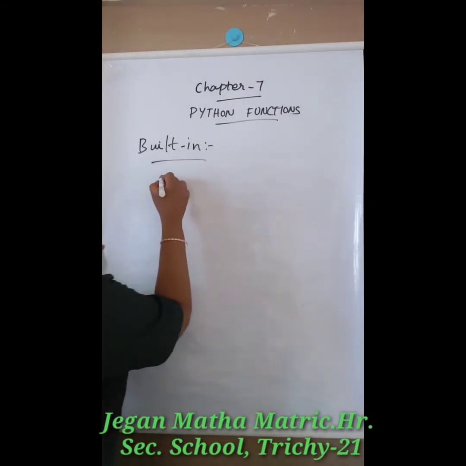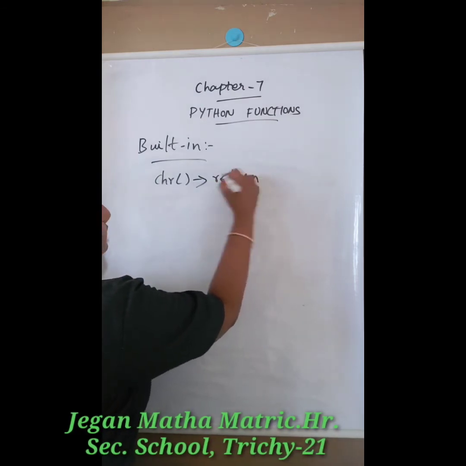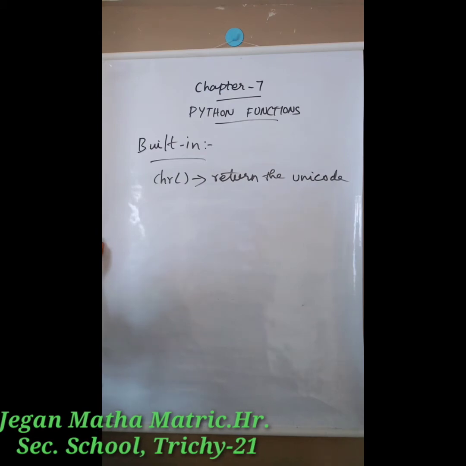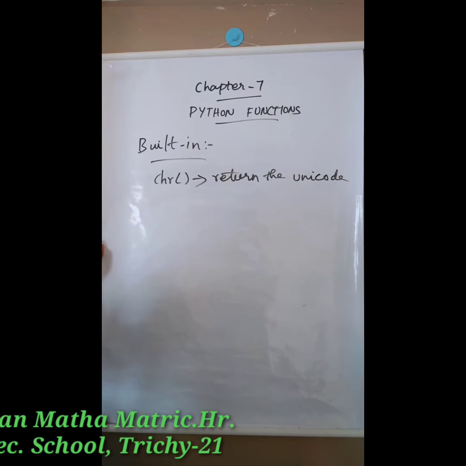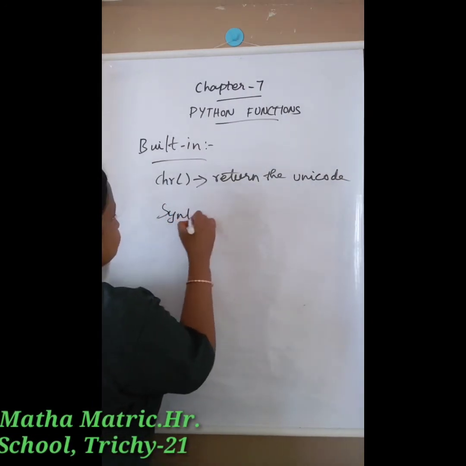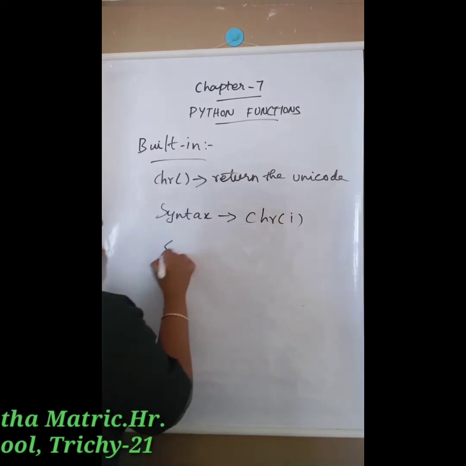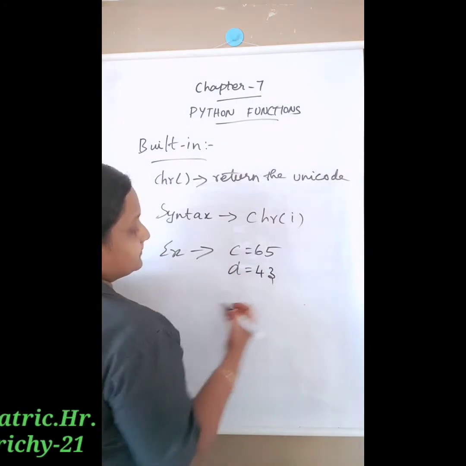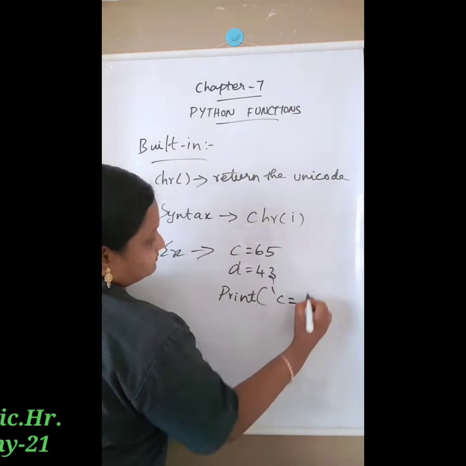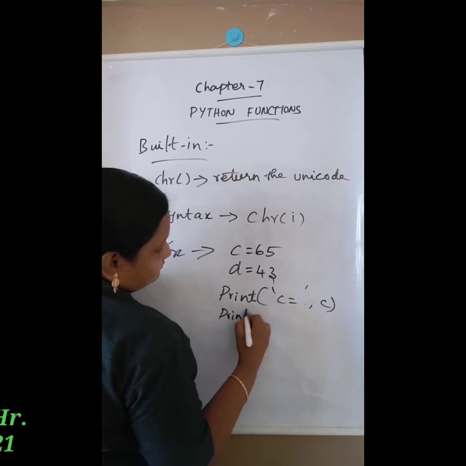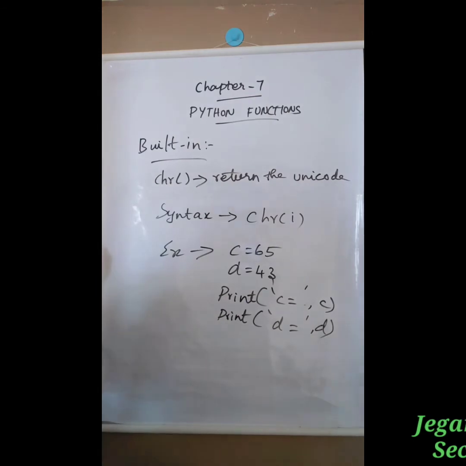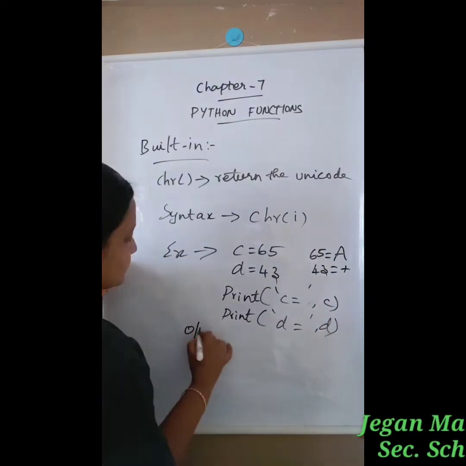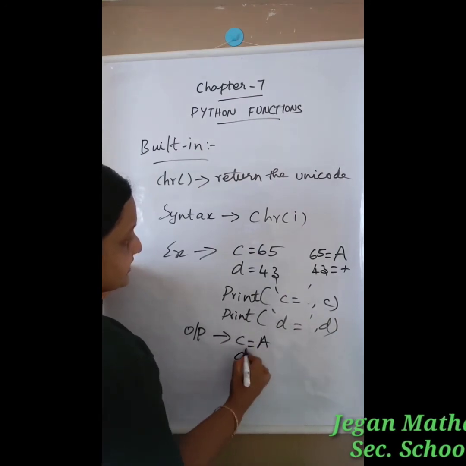The next one is CHR. It is used to return the Unicode value for the given ASCII value. So this function is the inverse of the ORD function. Now let us see the syntax: CHR of i, character of i. And the next example: c is equal to 65 and d is equal to 43. Now print c and d. The Unicode value of ASCII 65 is A and 43 is plus. So the output of this program is c is equal to A and d is equal to plus.